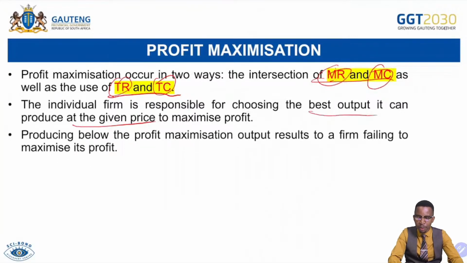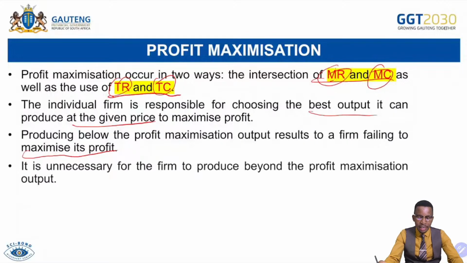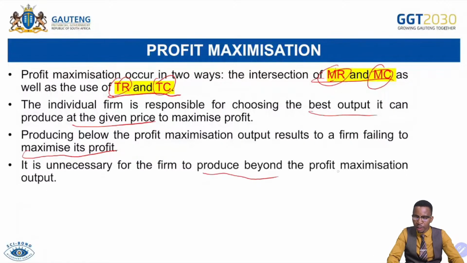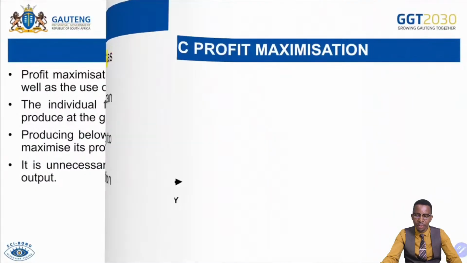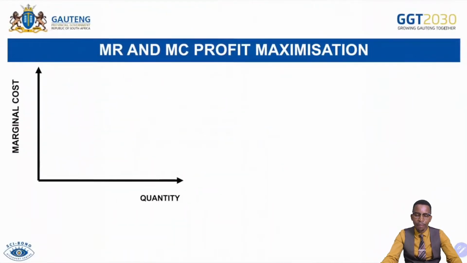Producing below the profit maximization output results in a firm failing to maximize its profit. Meaning, if the firm produces less than the profit maximization output, that firm won't be getting enough profit as expected. It is unnecessary for the firm to produce beyond the profit maximization output. Once the firm maximizes the profit, it will be unnecessary for the firm to produce beyond that point because it has already maximized its profit, so it becomes unnecessary. So this is the graph of the profit maximization when we use marginal revenues as well as the marginal cost.